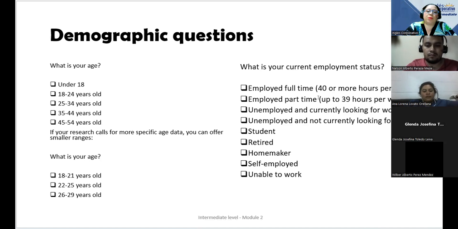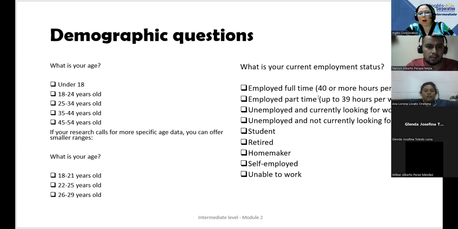Unemployed and currently looking for work. Okay, estoy desempleado pero buscando trabajo. Es una opinión. Alguien que está desempleado pero no busca trabajo, esa es otra opinión, otro tipo de opinión que yo puedo agarrar. A student, pues estoy estudiando, terminando mi carrera, por eso no estoy trabajando, ¿verdad? Student. Luego, retired, obviamente, ¿verdad?